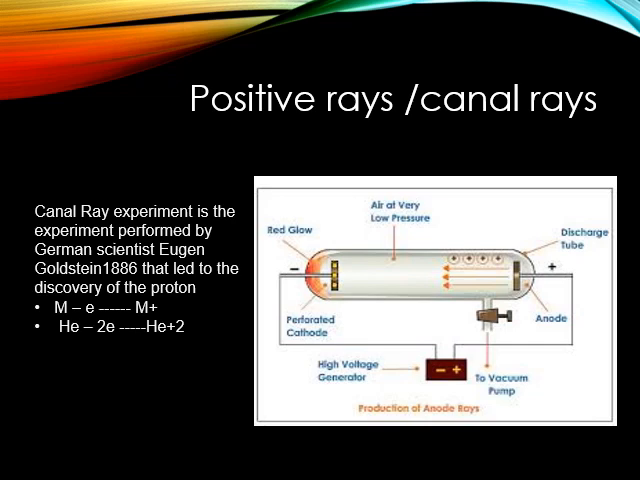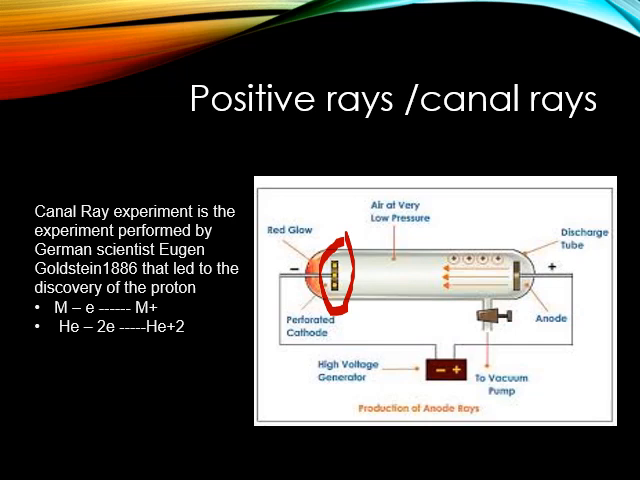We have a glass tube which has 2 electrodes in it. This time the cathode is a perforated one. Perforated means it has holes in it. Here you can see this electrode is having holes in it. Now some air or some gas is present within it, right? But at a very low pressure of 0.01, a high voltage will be applied, whose strength may be between 5,000 and 10,000 volts.